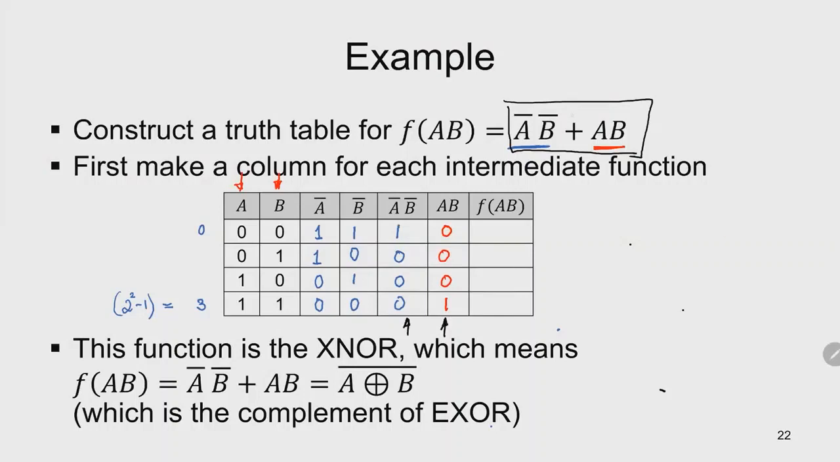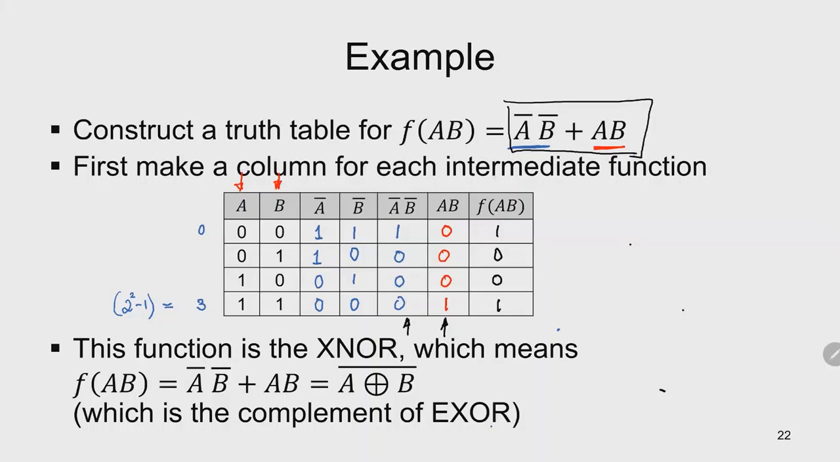This is now an OR operation. So 1 OR with 0 gives you 1, 0 OR 0 gives 0, 0 OR 0 gives 0, and then 0 OR 1 gives you 1. That is how you build up your truth table if you have a combinational logic. It's always a good idea to work out all the intermediate states and then work from left to right until you end up at the Boolean function, or the output of the combinational logic.